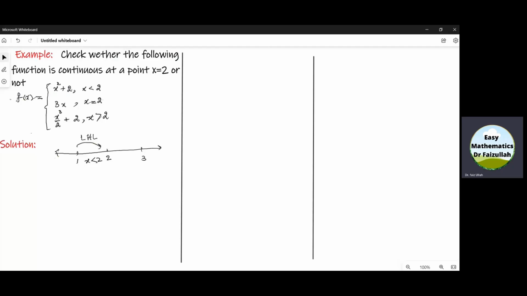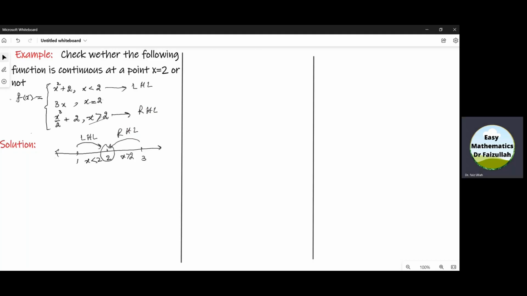less than 2. So that is why in each question to find the left hand limit, we shall use that part of the function f of x for which x is less than 2. To find the right hand limit, we can see all values on the right hand side of 2, they are greater than 2. So we shall remember that in each question, to find the right hand limit, we shall use that part of the function for which x is greater than 2.